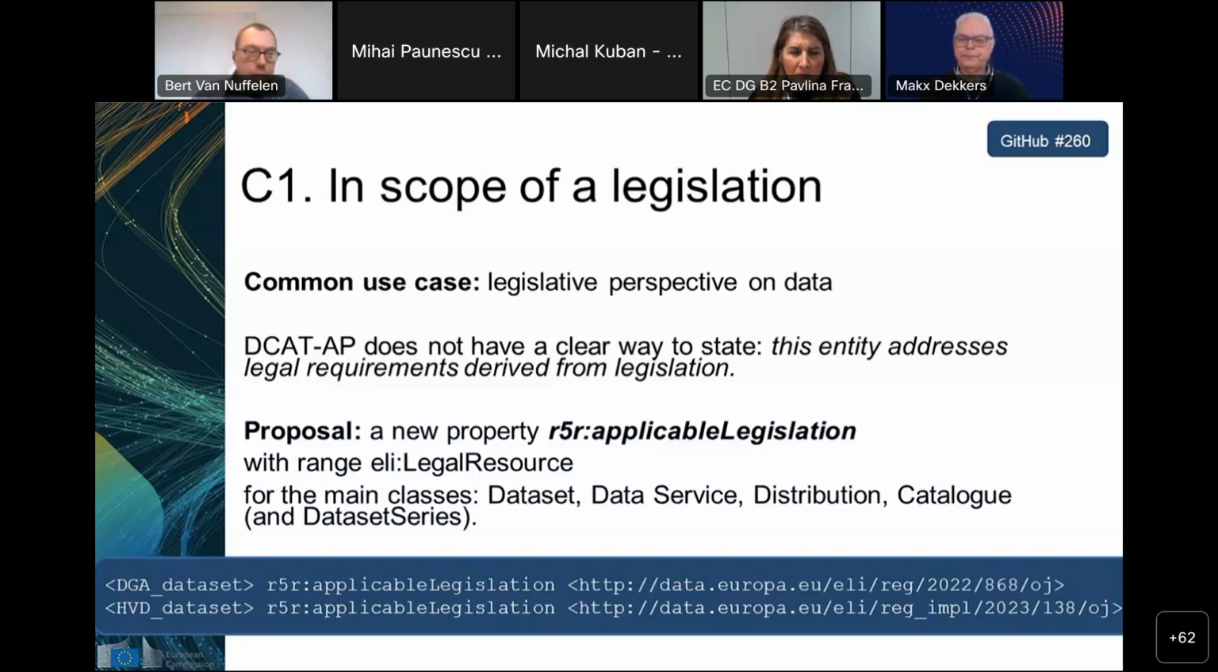And the goal is to apply this to all main classes in DCAT-AP: dataset, data service, distribution, catalog, and including in DCAT 3 dataset series. And it would look like, as at the bottom, for 2 examples, for the Data Governance Act, we can point to the first ELI, and for the high-value dataset, it would always be this value pointing to this implementing regulation. So that is the goal of this one.